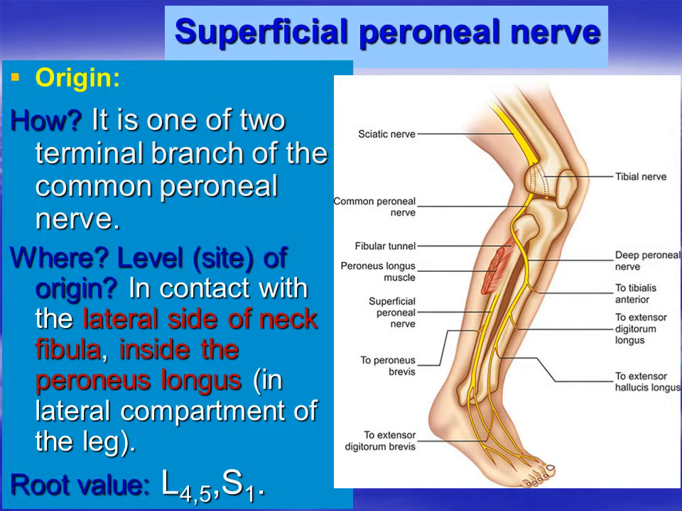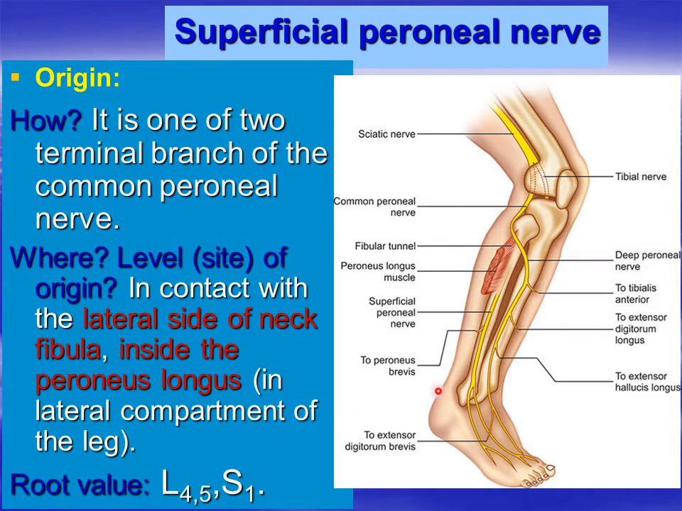The superficial peroneal nerve originates as one of two terminal branches of the common peroneal nerve. At what level? Just lateral to the neck of the fibula, inside the substance of the peroneus longus muscle in the lateral compartment of the leg.